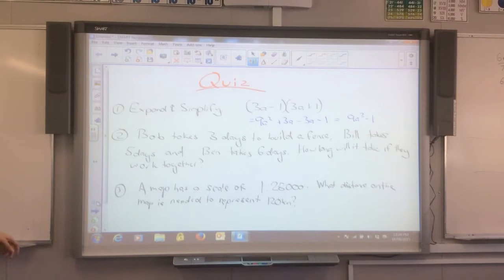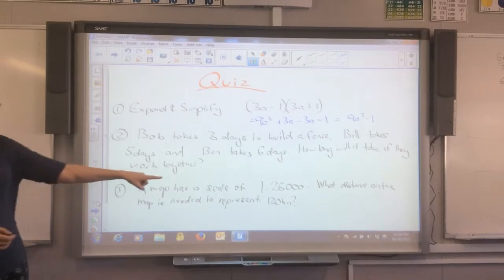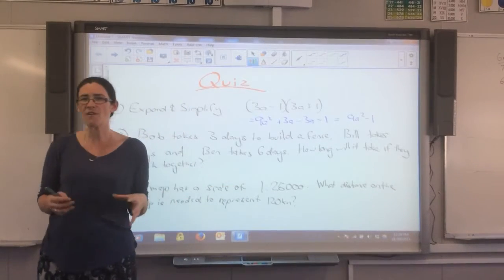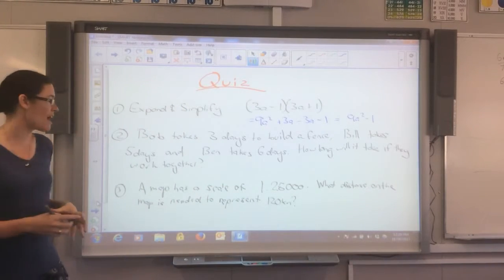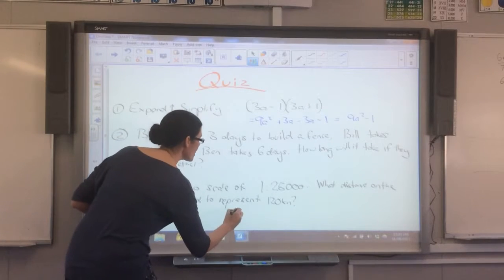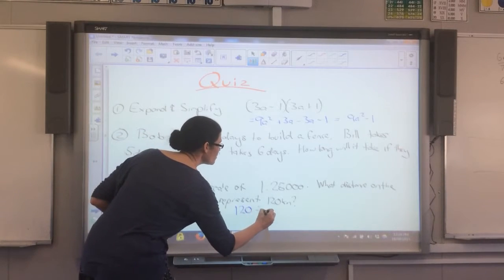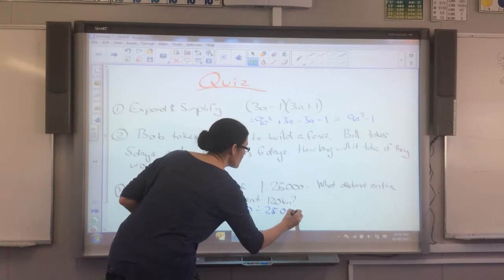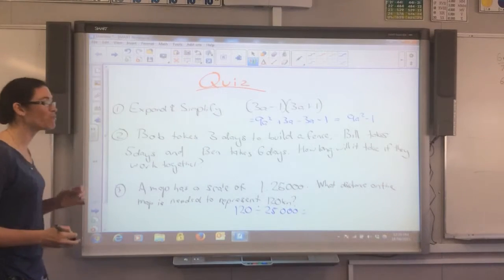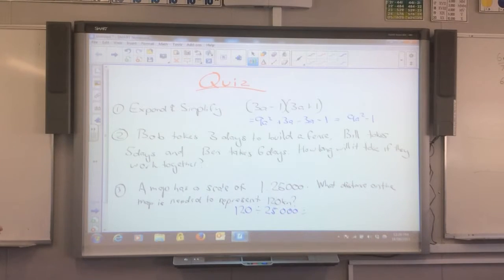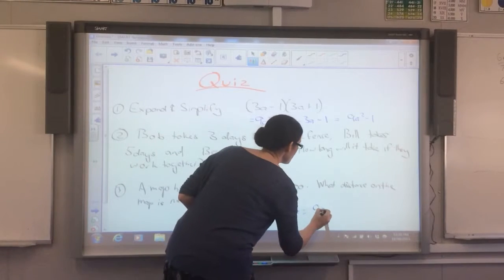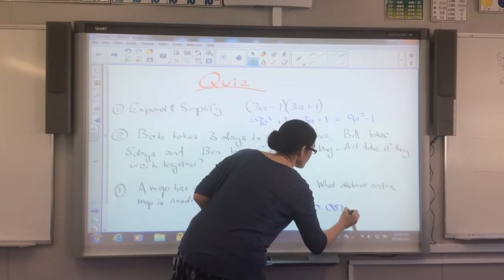Okay. All right. Our final question in the quiz. A map has a scale of 1 to 25,000. What distance on the map is needed to represent 120 k's? Now, this tells me that the map is 25,000 times smaller than real life. So my first step is to take my 120 k's and divide it by 25,000. Now, that is going to give you a really small number. 0.0048. Okay?